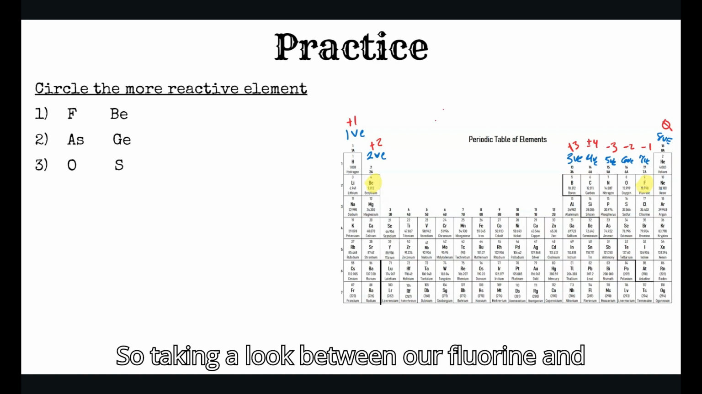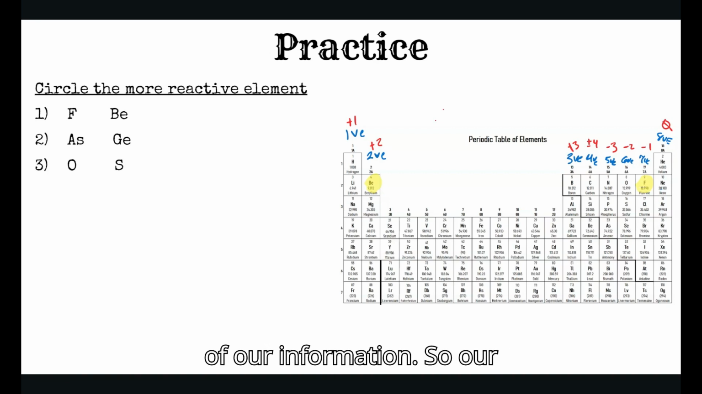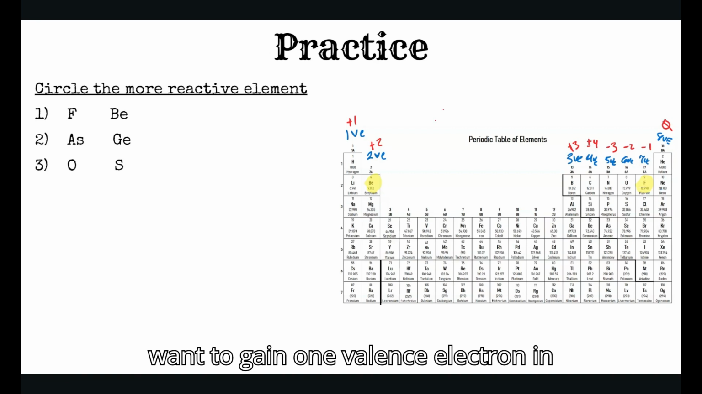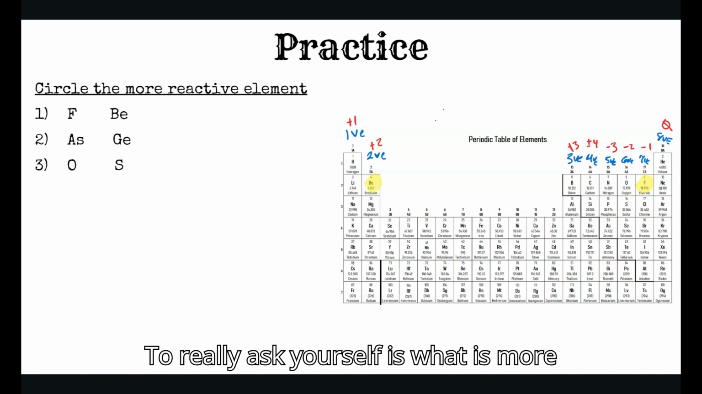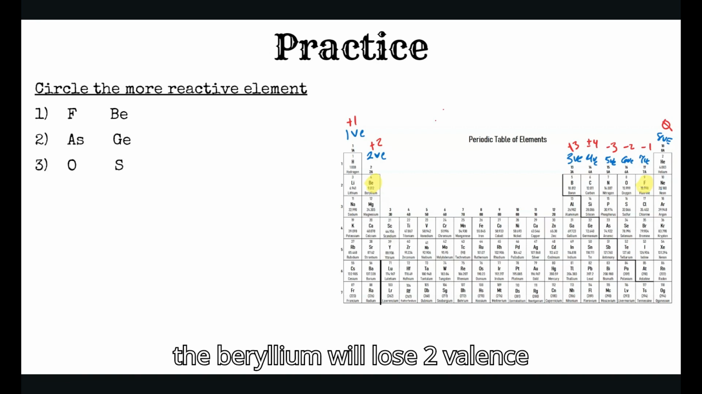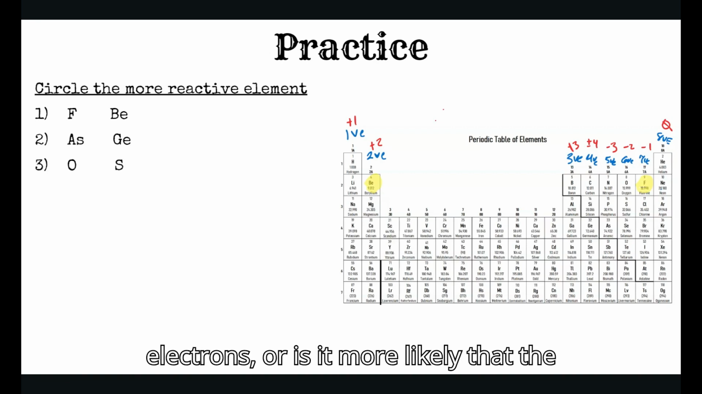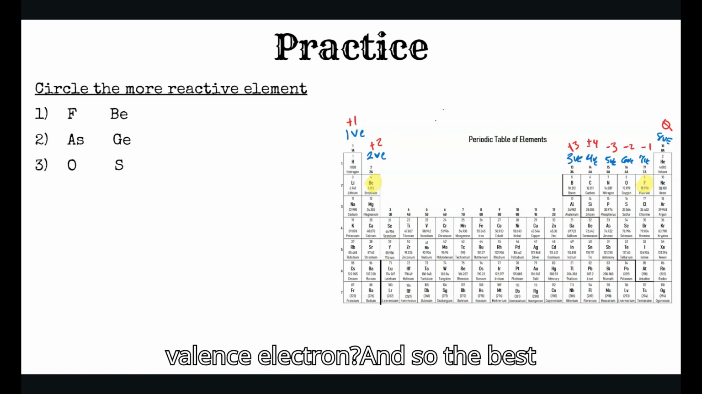So taking a look between our fluorine and our beryllium now that we have all of our information. Our beryllium, it will want to lose 2 valence electrons in order to become stable. Our fluorine will want to gain one valence electron in order to become stable. So the question to really ask yourself is, what is more likely to happen? Is it more likely that the beryllium will lose two valence electrons, or is it more likely that the fluorine will gain one valence electron?